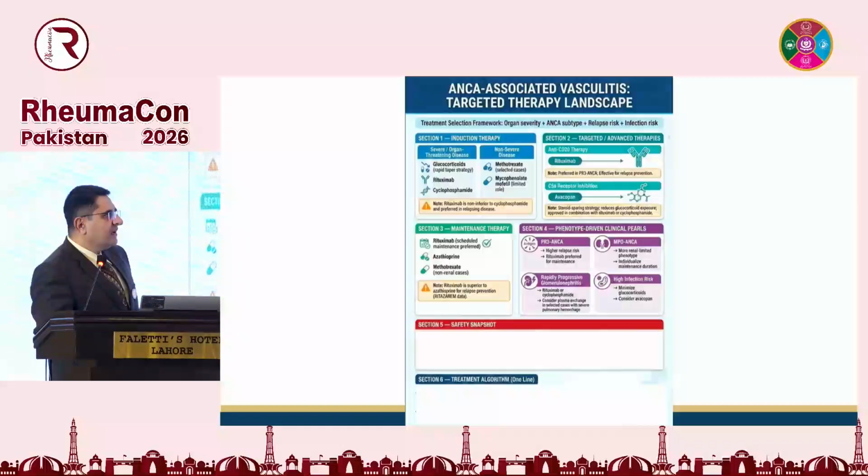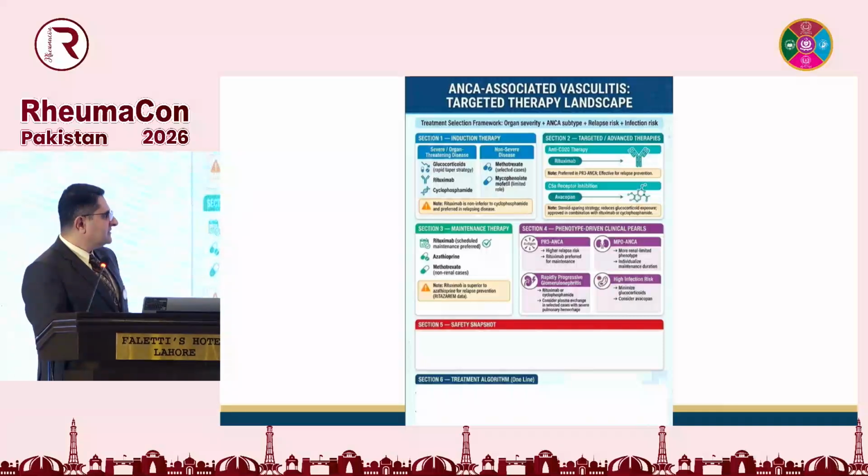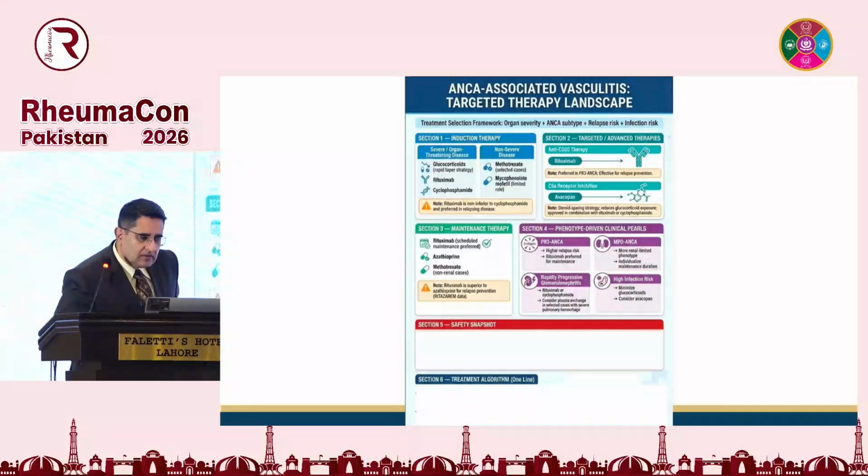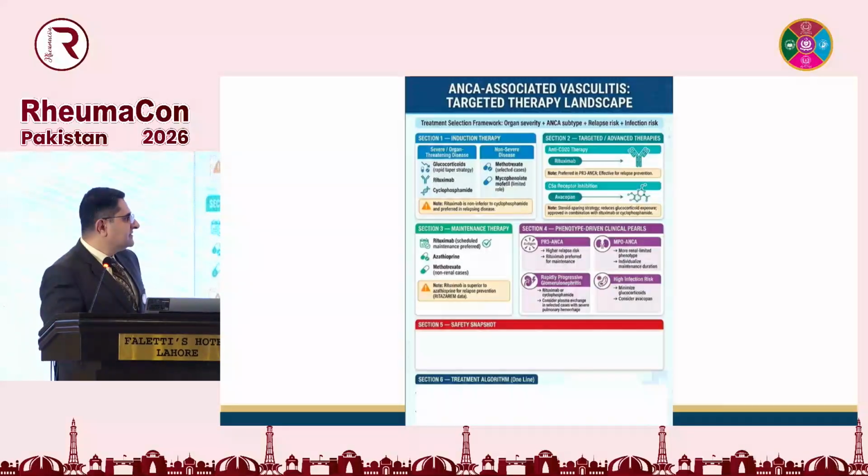And what are the characteristics of specific autoantibodies? In proteinase 3 ANCA, which is granulomatosis with polyangiitis, there is a higher relapse risk, and rituximab is preferred. And in microscopic polyangiitis, there is a more renal-limited phenotype, and we have to individualize the maintenance duration.